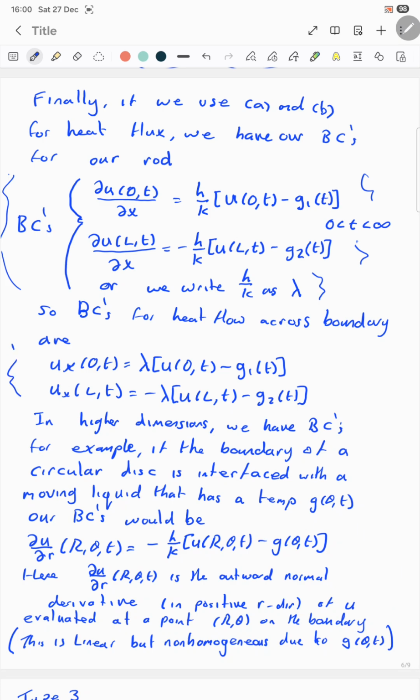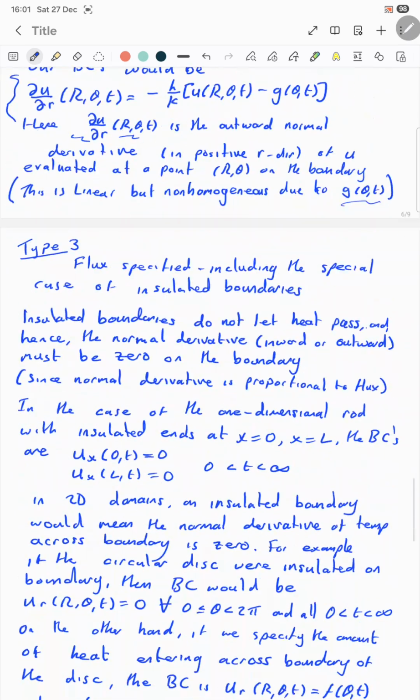In higher dimensions, we have boundary conditions. For example, if the boundary of a circular disc is interfaced with a moving liquid that has a temperature G of theta and t, our boundary conditions would be written as such. Here, du/dr at R, theta, t is the outward normal derivative in the positive R direction of U evaluated at a point R, theta on the boundary. This is linear non-homogeneous due to the term here, G of theta and t.